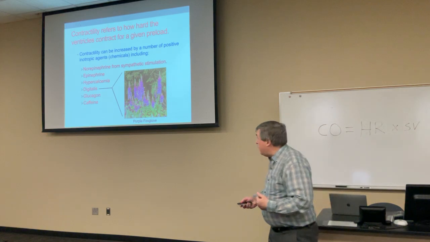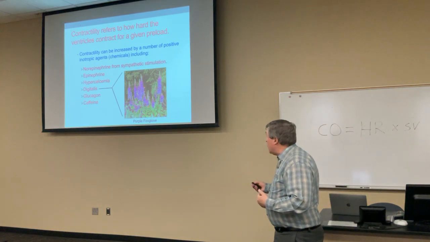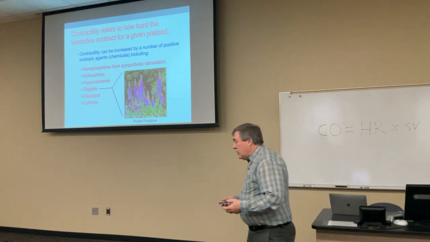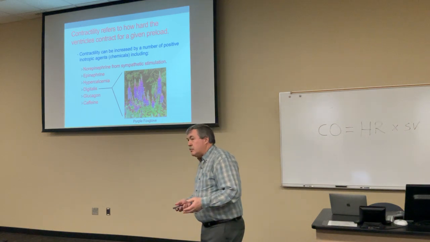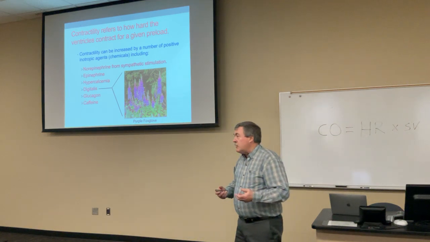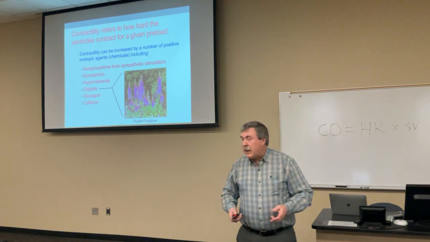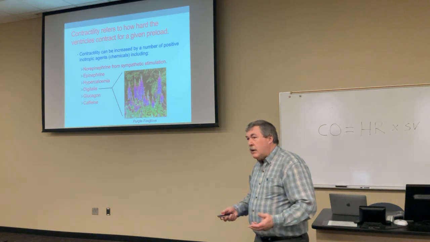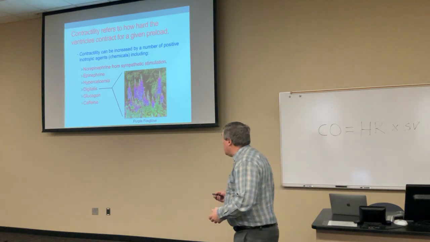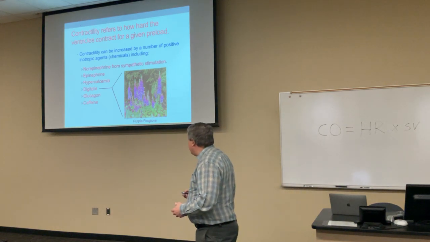I read earlier today that during World War II, purple foxglove was planted in the United States because they had a hard time getting it from overseas because of some of the blockades. So they grew it here and then they extracted it to obtain digitalis.